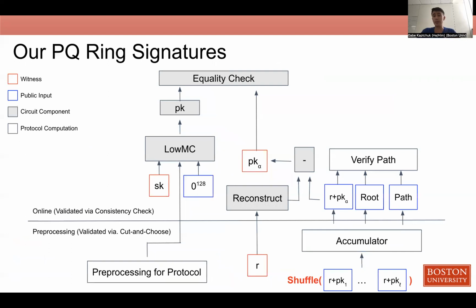In our implementation, we use the same framework that we had before. So during pre-processing, this random mask R is applied to all of the public keys. These public keys are shuffled, accumulated, and then the signer's actual PK is pulled out and used as public input in this masked form to the MPC-in-the-Head. It's then unmasked. LowMC is run on the prover's secret key and the point 0. This results in some potential public key, and we check for equality between PK alpha and the output of LowMC in order to finish out the circuit.